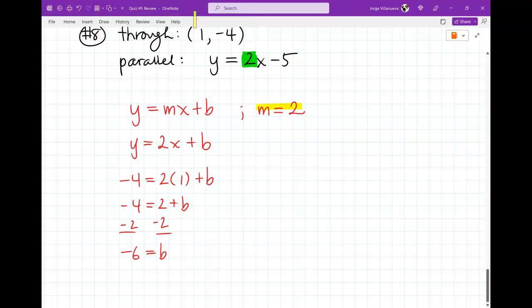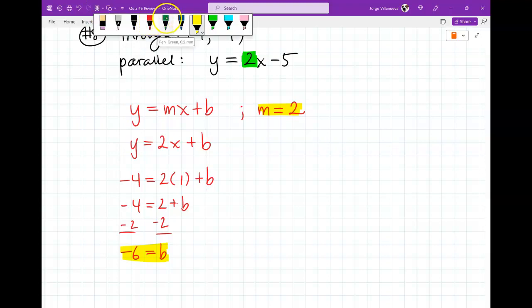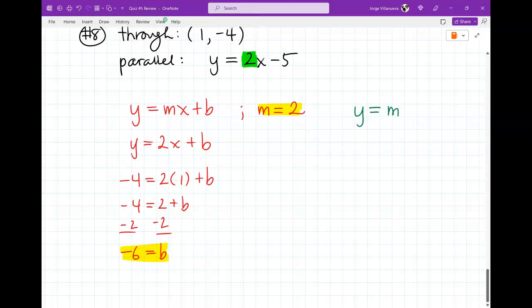So now I know that my slope is 2 and my y-intercept is negative 6, and I can write my final answer. So y equals mx plus b. I know that m is 2 and b is negative 6. And that's the answer to that problem. So this is what's on your quiz for tomorrow.